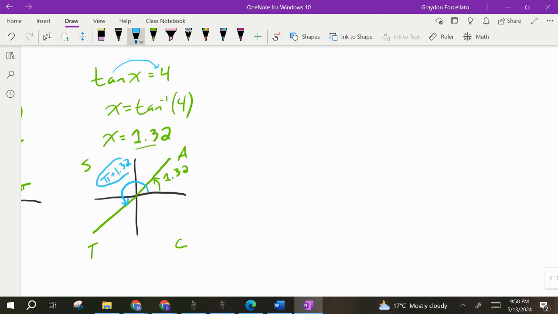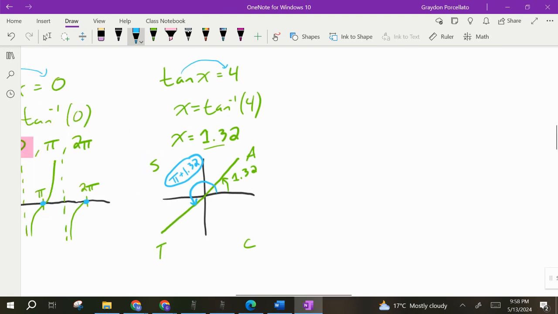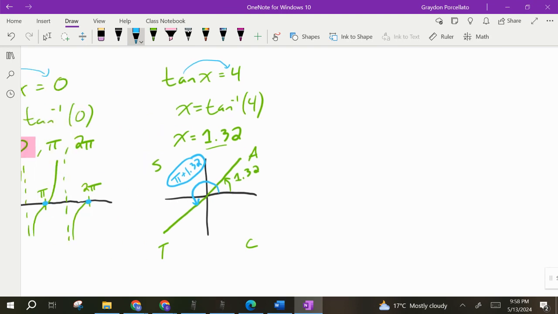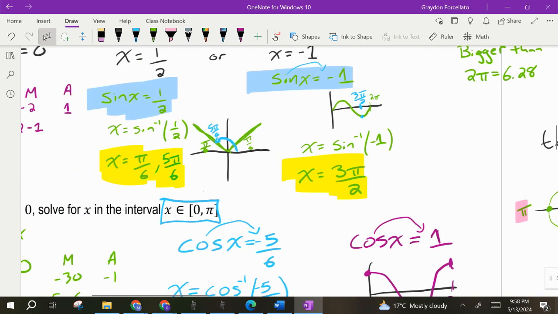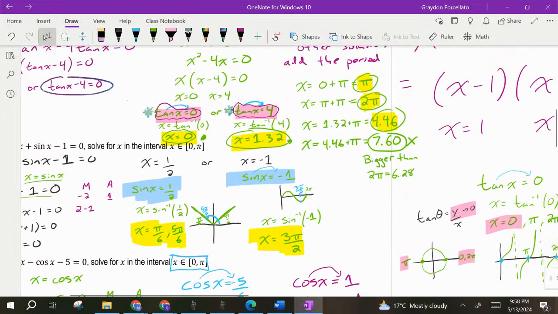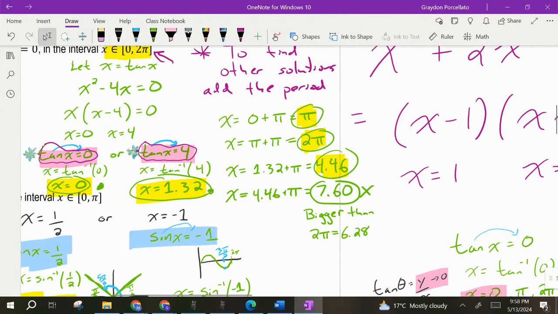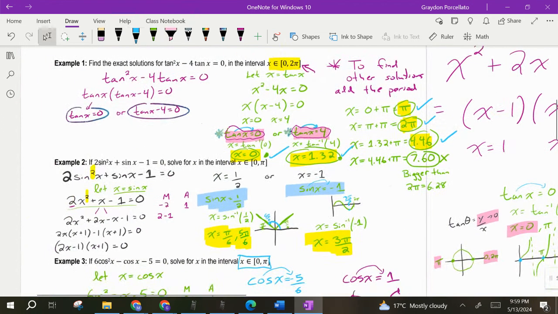And this here is how I got that value for, I think it was 4.46 or 4.47, right? If I go back to my question, those are the solutions I got. So I got 4.46, 2 pi, 1.32, and 0. So again, just another way to find those solutions there.